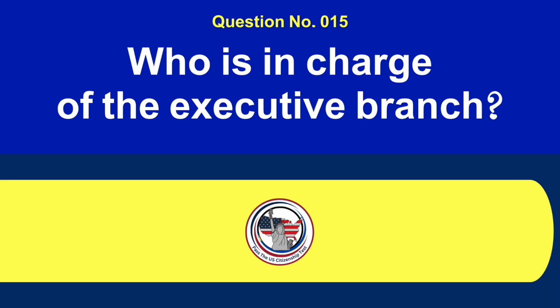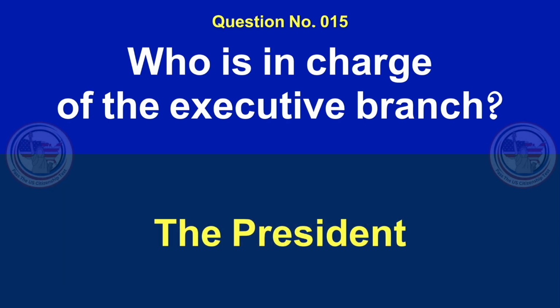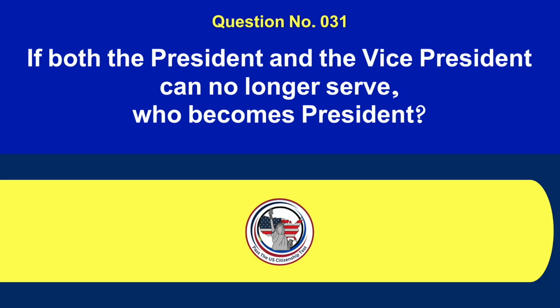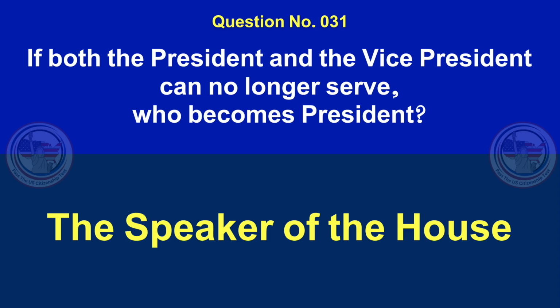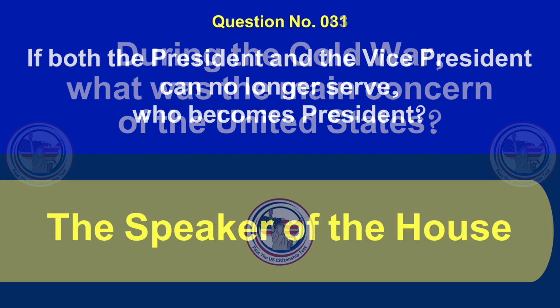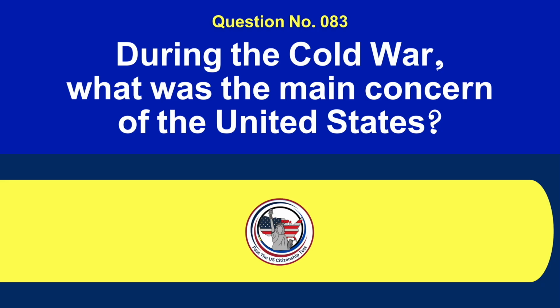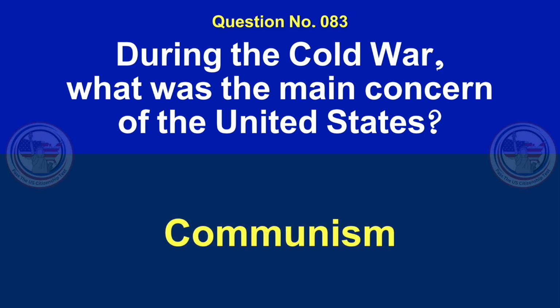Who is in charge of the executive branch? The President. If both the President and the Vice President can no longer serve, who becomes President? The Speaker of the House. During the Cold War, what was the main concern of the United States? Communism.